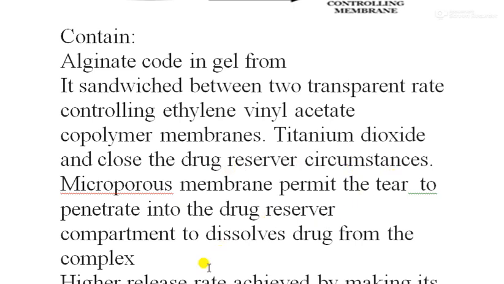So basically what happens in these layers, the microporous, transparent membranes permit the tears to penetrate into the drug reservoir compartment to dissolve the drug from the complex. Through this microporous or transparent membrane, the tear contents of the eye can penetrate, that means the tear contents can pass through the membrane.